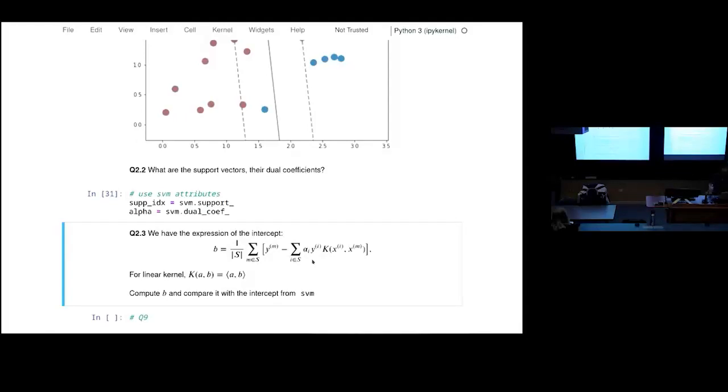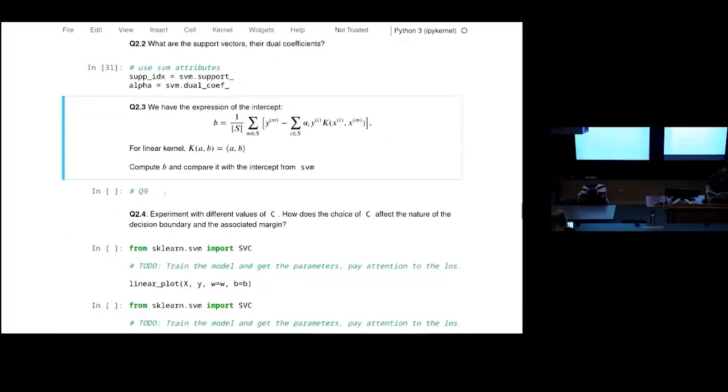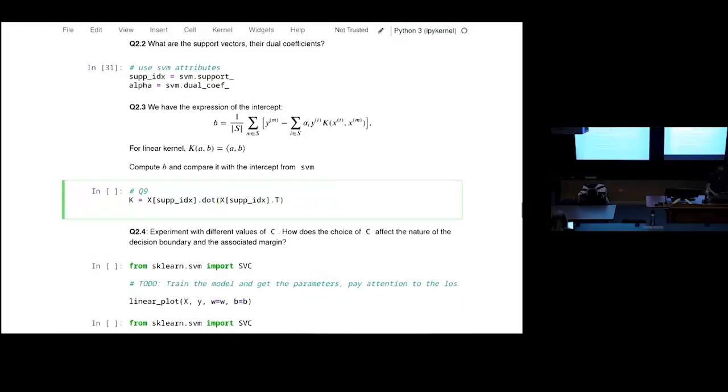Okay, so let's do this. First, I'll start with this quantity here. So my matrix K is the linear kernel. It's going to be X indexed on the support vectors, because I'm only interested in the support indices. I'm going to do dot, and the same thing here, transposed. And you can check later that this is the same matrix as the linear kernel.